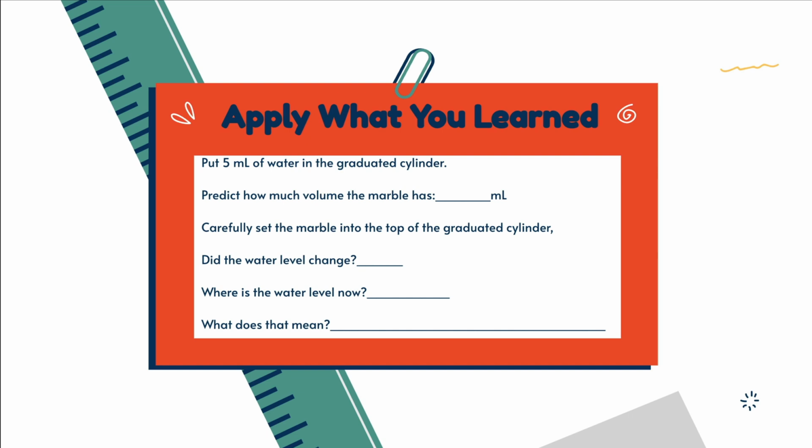Apply what you learn. Put 5 milliliters of water in the graduated cylinder. Predict how much volume the marble has. Carefully set the marble into the top of the graduated cylinder. Did the water level change? Where is the water level now? What does that mean?